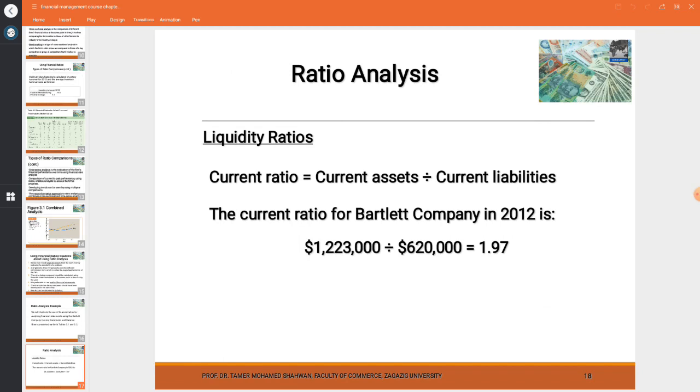Current assets and current liabilities are derived from the balance sheet statement of Barclays company. As you see, our current assets, 1,223,000, divided by current liabilities, which is 600,020. By dividing the two sides, our current ratio is 1.97.